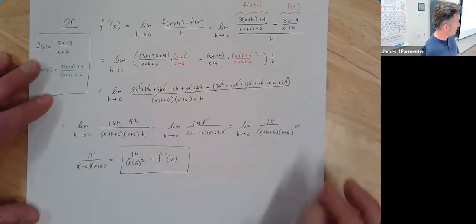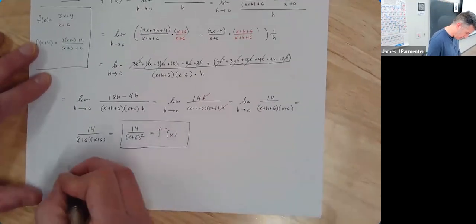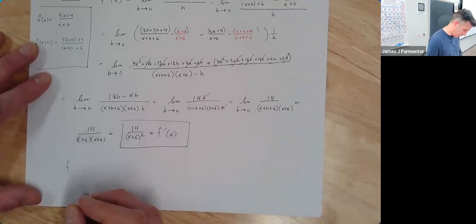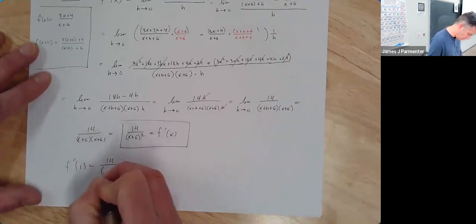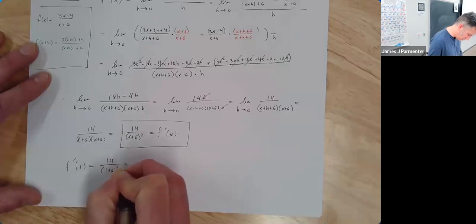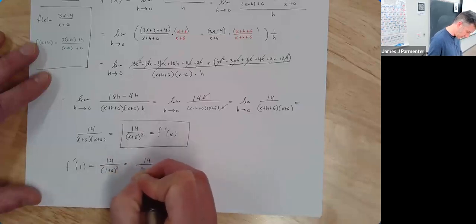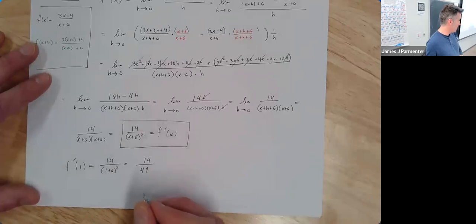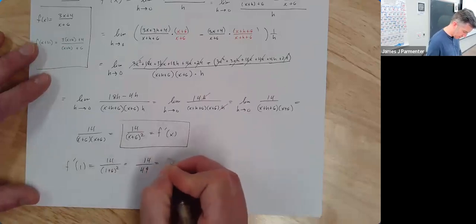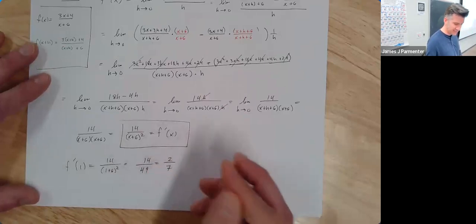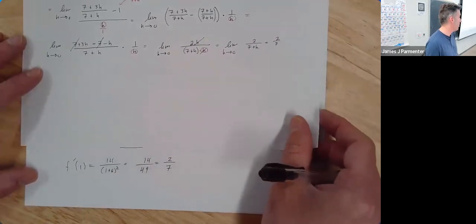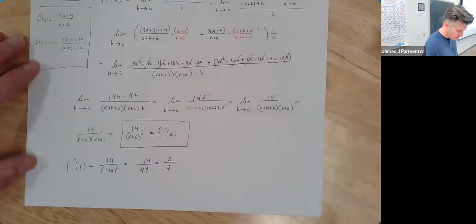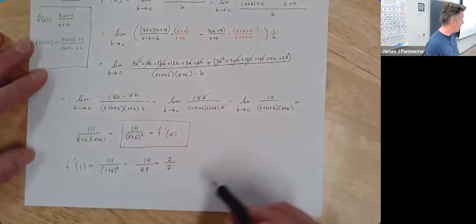And then just double check that the work we did before was right. If you plug in 1, was it 1? Yeah. F prime of 1 is going to be 14 over 1 plus 6 squared, which is 14 over 7 squared, which is 49. And then you can reduce by a 7. And 14 divided by 7 is 2. And 49 divided by 7 is 7. And that is the same answer that we got before. So good, it worked.